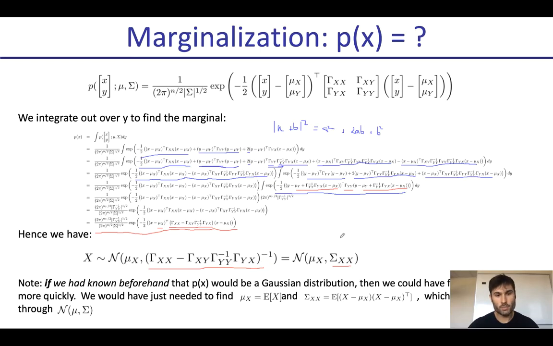We did all these manipulations because we didn't know beforehand what the form of the marginal of x would be. But notice that if we had known that p of x would be Gaussian, we could just find out the mu and sigma. That would make our lives way easier, because we know that a Gaussian variable is parameterized just by the parameter mu and the parameter sigma, the mean and the covariance. So we could just have found the mean and the covariance of the variable x in order to find this distribution. But we assumed beforehand that we didn't know the form of p of x.